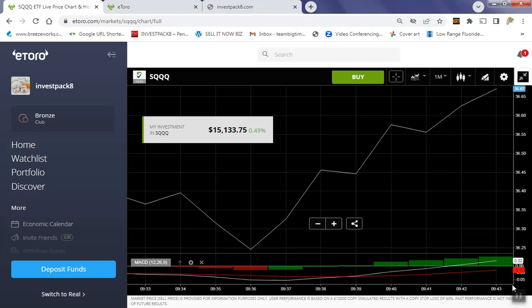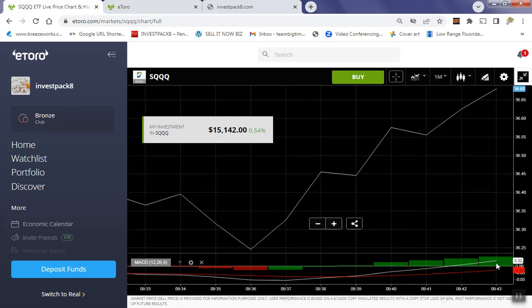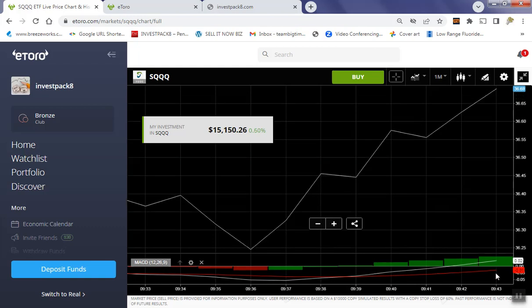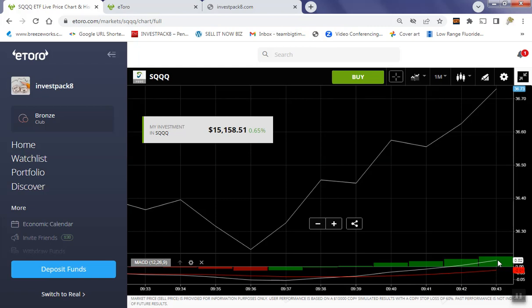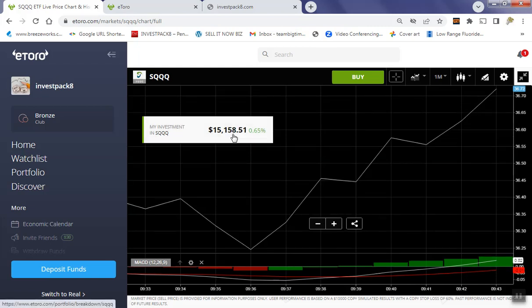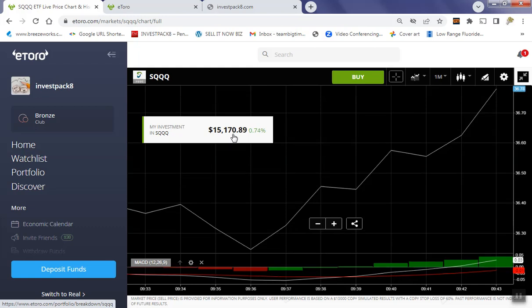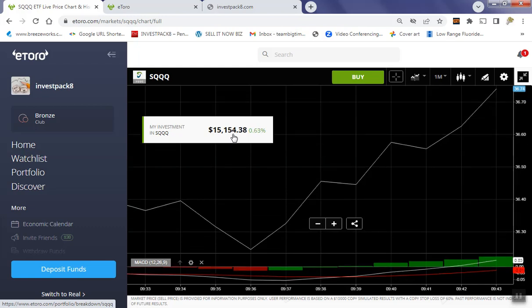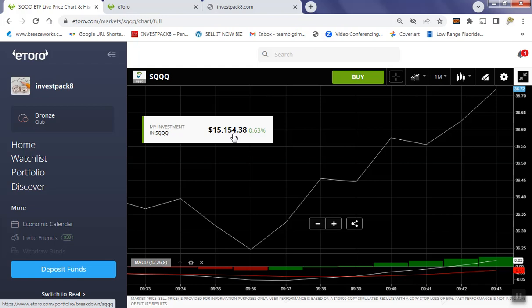See, it's still not giving you any indication to get off. You get off because you want to. There you go, $158, $179. And if you got your $30,000, you just do that. Just divide, do it times two.